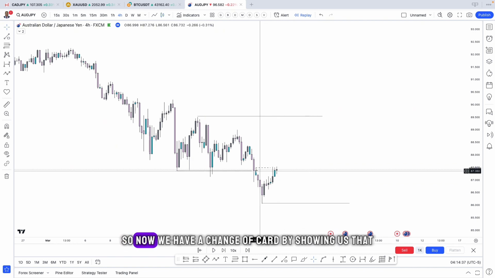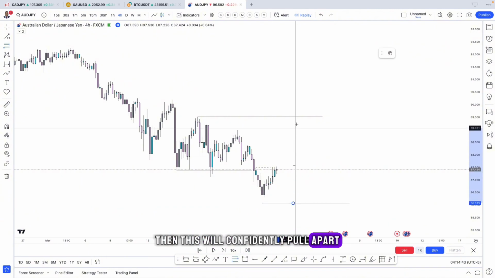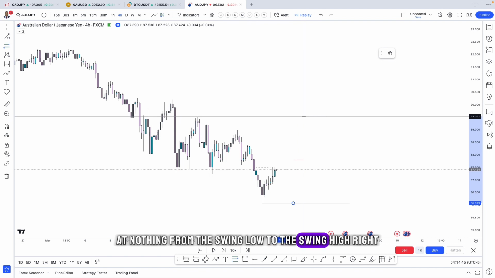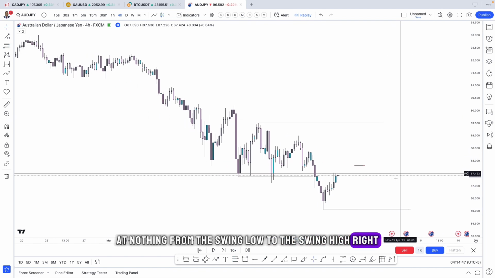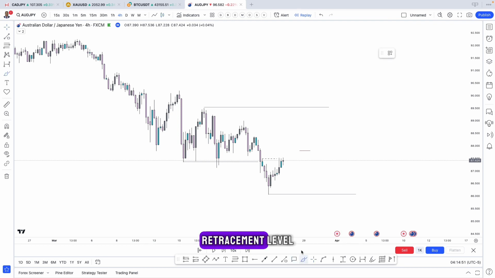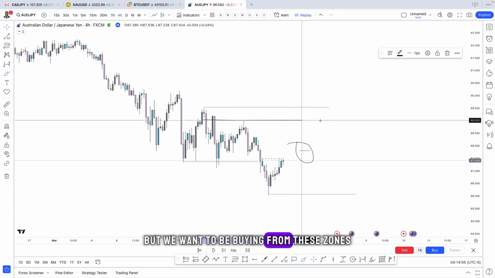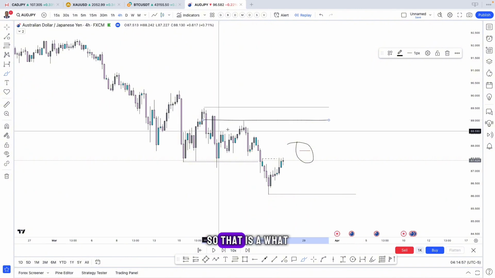So now we have a change of character showing us that the market is about to pull back. Then this is where we confidently pull up our Fibonacci from the swing low to the swing high, right? So we don't want to be buying from the 50% retracement level, which is here, but we want to be buying from these zones. So that is a what?